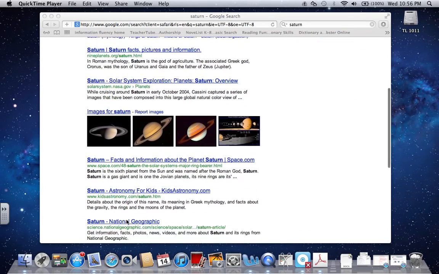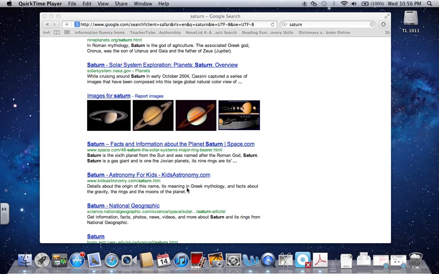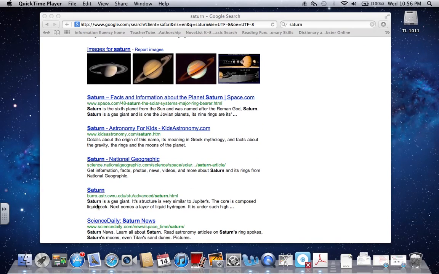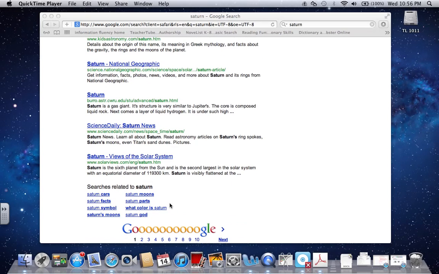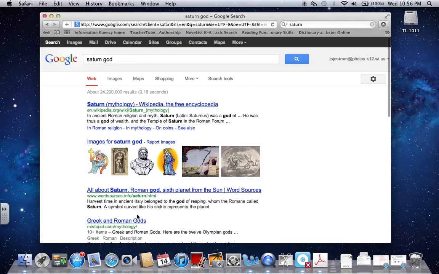Okay, there I've got some images, facts and information about the planet Saturn, Saturn National Geographic. Saturn is a gas giant. Again, that's the planet. Okay, it's going to take me a while to find any information about the Saturn god unless I put in another keyword. If I click on this link here, which is another search related to Saturn, I'll probably come up with something different. Okay, now I'm coming up with mythology, Roman god, Greek and Roman gods, because I changed my keywords.